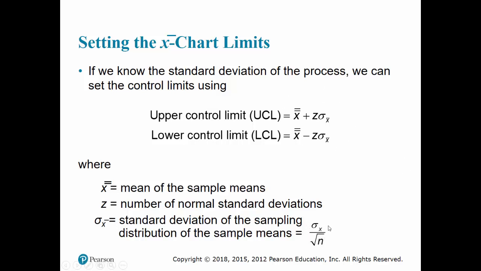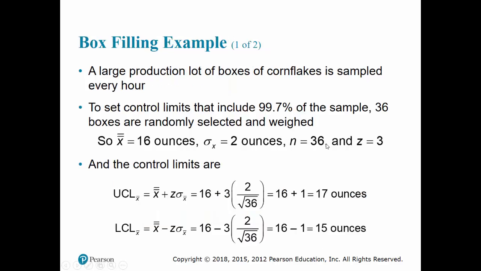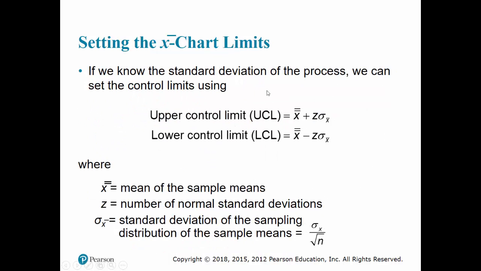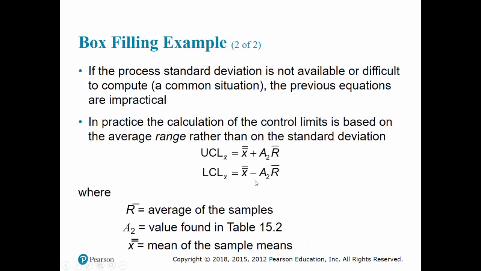If that is not available, you could compute the standard deviation from the sample, but typically in statistical quality control situations, the preferred approach is not to use this formula, but to use a different formula like this one. Here you note that the first part is the same as the previous formula. You still have the x double bar, but instead of sigma over square root of n, we have the range bar.